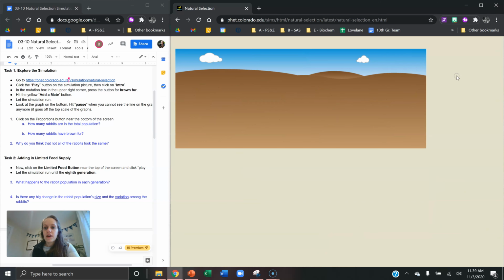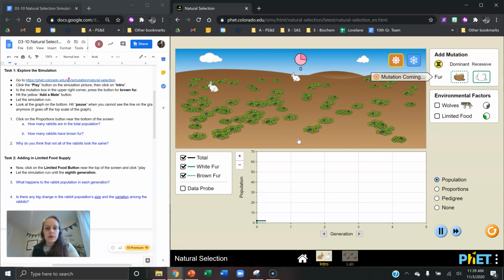We'll click the brown fur mutation and then add a mate. And then we're just going to observe what happens. We can see the timer up here is showing us the time until the next generation begins. And then in our graph, we see the number of generations on the x-axis and the population size on our y-axis.